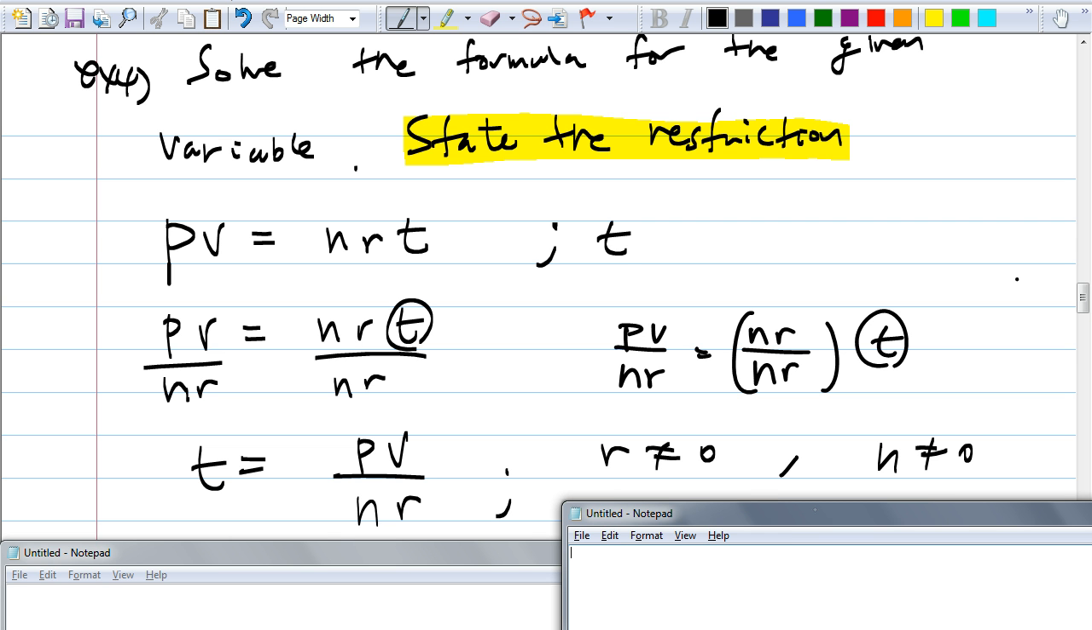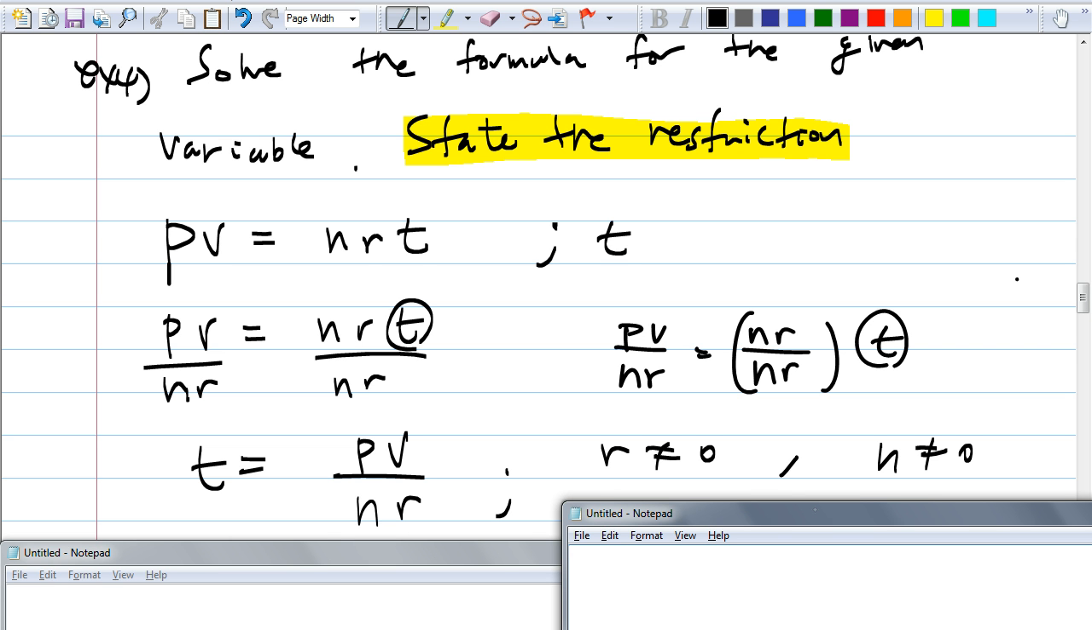Because n could be 0, r could be 1 million. What's 0 times 1 million? 0. n could be negative 1 million, r could be 0. What's negative 1 million times 0? 0. Therefore, we don't want them to be 0. Now, does this mean we don't want both of them to be 0 at the same time? Really?